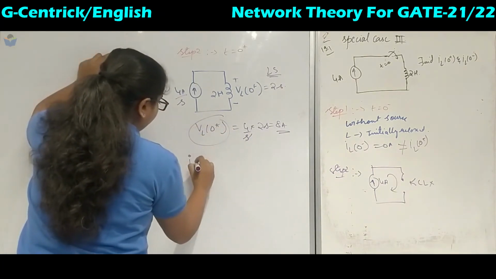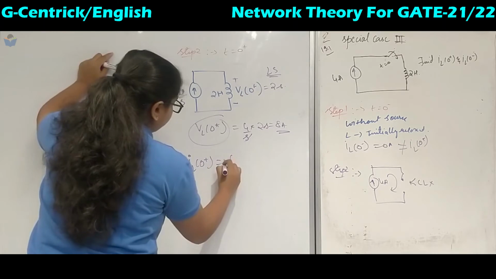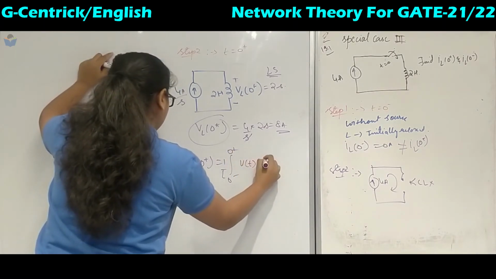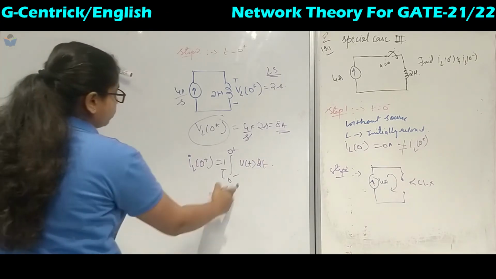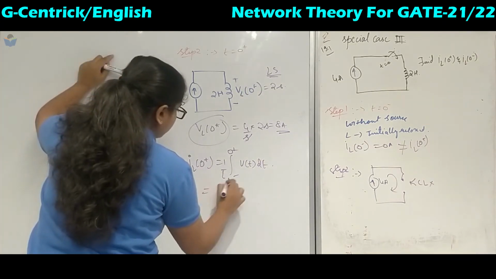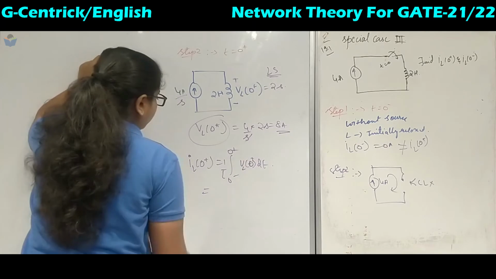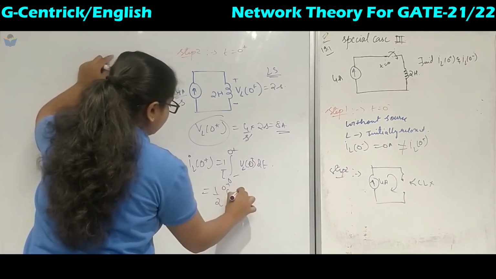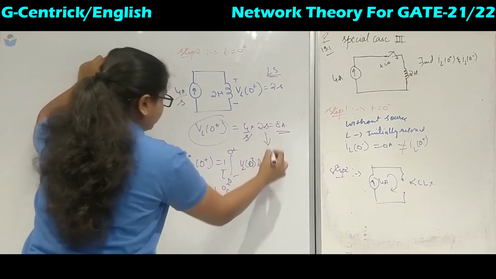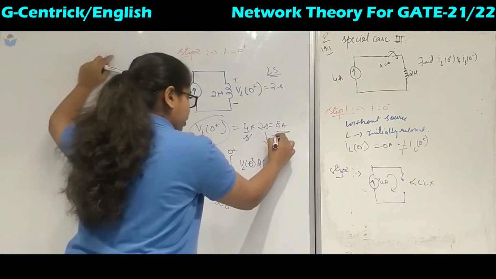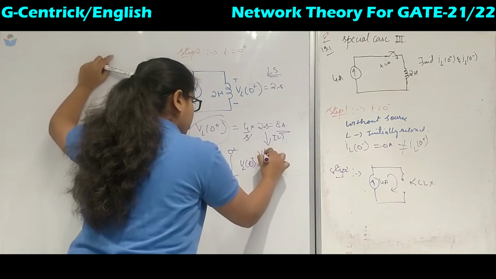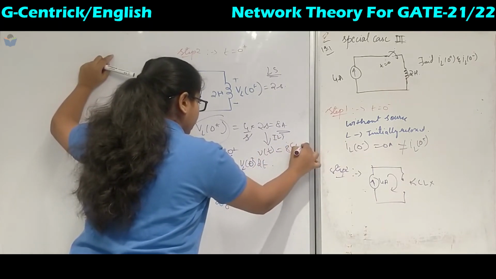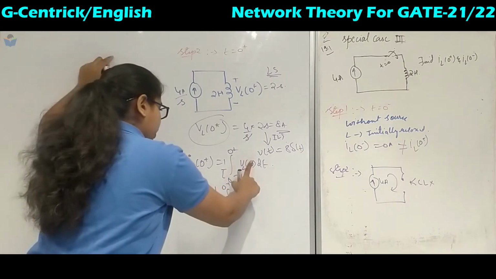Now to find the current from 0 minus to 0 plus, the integral of V of t dt. So this V of t is nothing but this VL of 0 plus. L is 1 by 2, this is 8 Henry, and now if you take the ILT of this one, V of t will be 8 del of t.